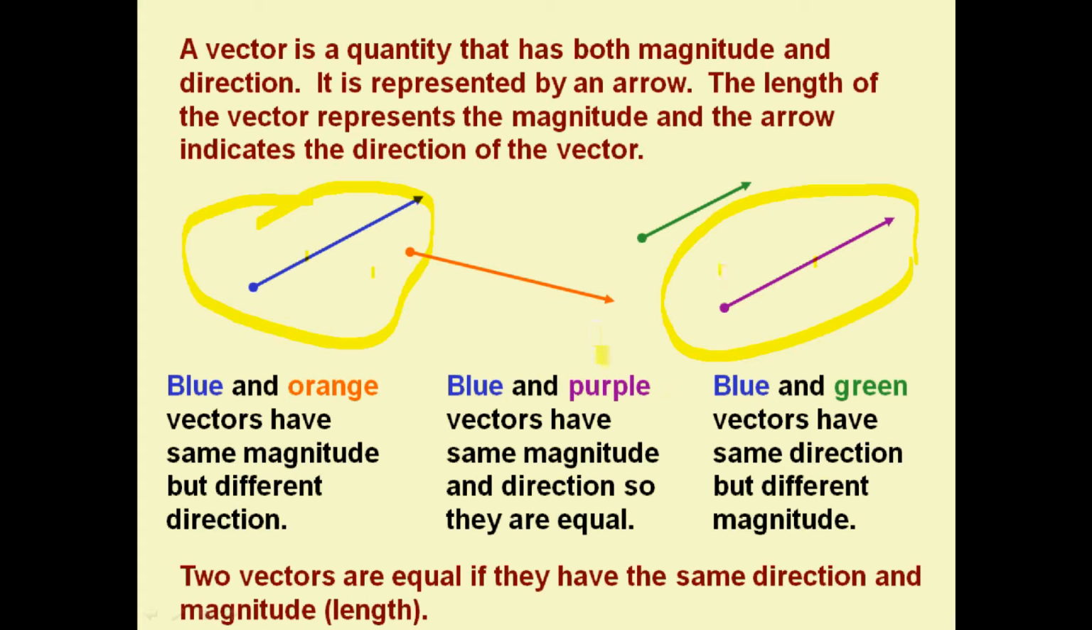Blue and green vectors have the same direction but different magnitude. Two vectors are equal if they have the same direction and magnitude. Okay, that's all. Now we are going to the next slide. I hope you understood this.